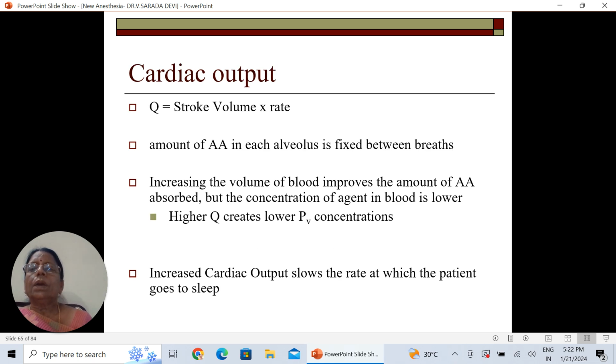Cardiac output. Cardiac output is equal to stroke volume times heart rate. The amount of anesthetic agent in each alveolus is fixed between breaths. Increasing the volume of blood improves the amount of anesthetic agent absorbed, but the concentration of the agent in the blood is lower. The higher the cardiac output, the lower the plasma concentration. So increased cardiac output slows the rate at which the patient goes to sleep.